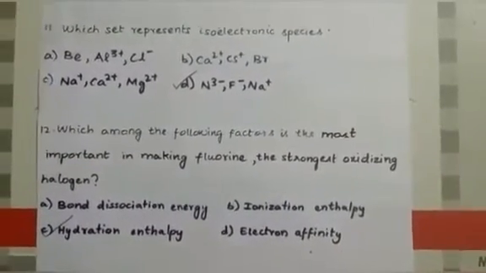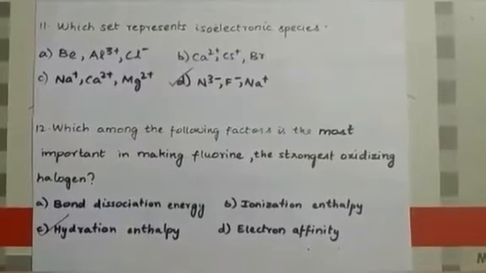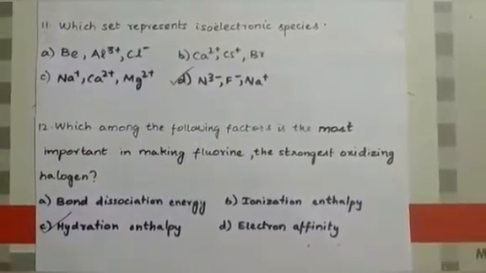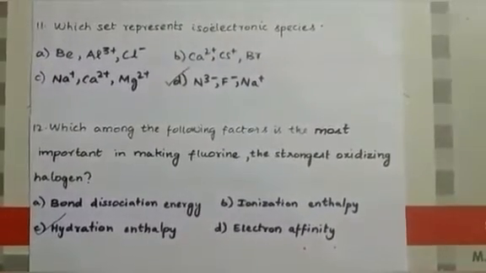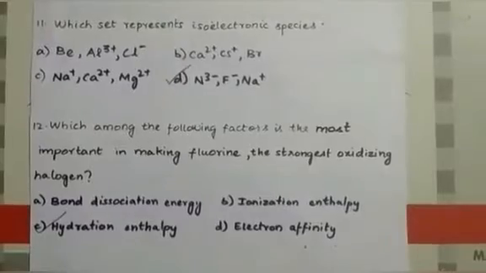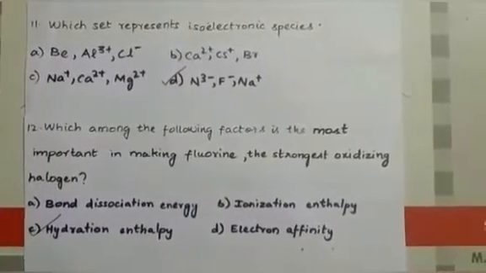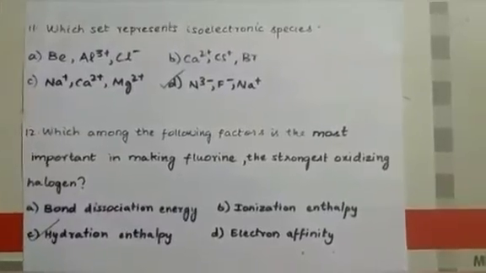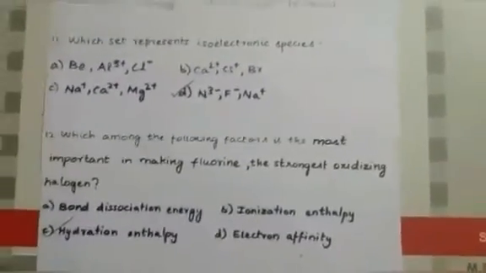11th question. Which set represents isoelectronic species? Options are A. Be, Al3 plus, Cl minus, B. Ca2 plus, Cs plus, Br, C. Na plus, Ca2 plus, Mg2 plus, D. N3 minus, F minus, Na plus.